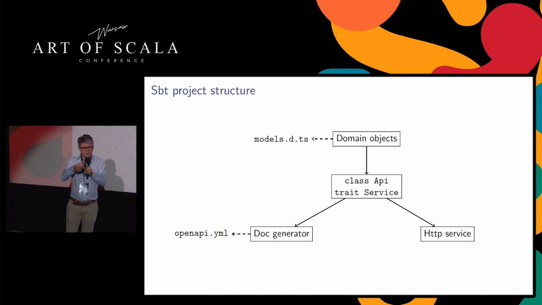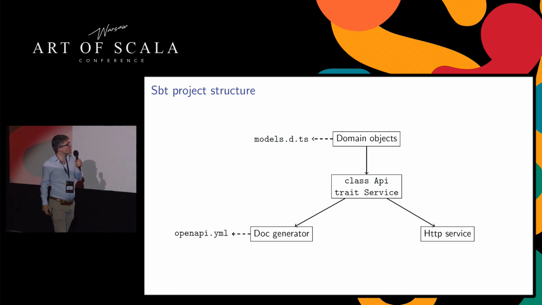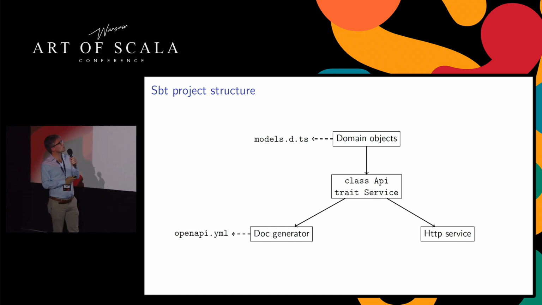And now we see that we have this SBT project structure, and we see that the domain objects are at the top of the hierarchy, which means that the knowledge of the domain objects is necessary for everything that follows, and the knowledge of our endpoints is, for example, not necessary to generate the TypeScript model. So that's why we have put it in a sub-project that's lower in the hierarchy.